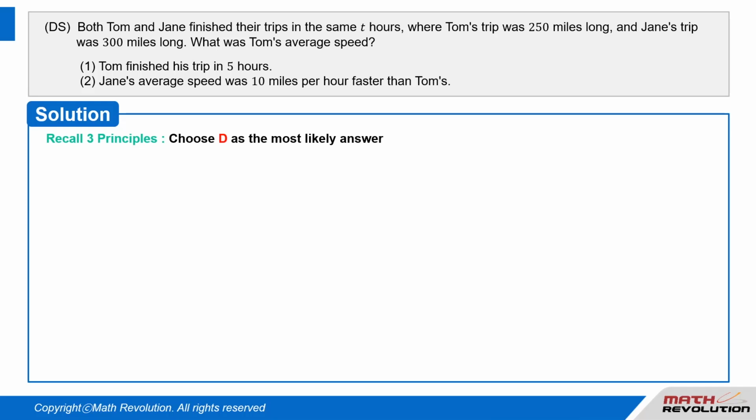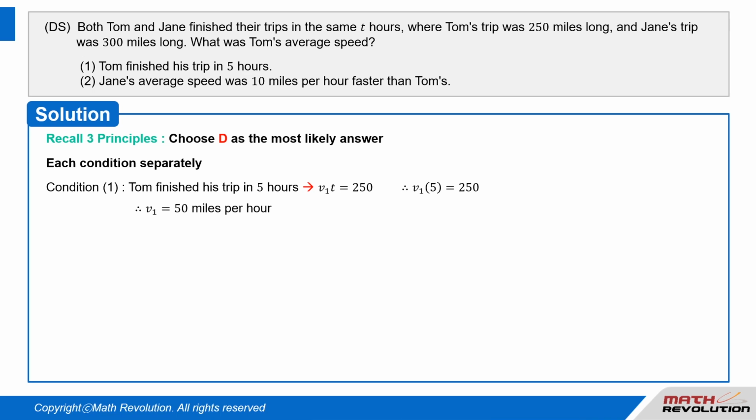Recall 3 principles and choose D as the most likely answer. Let's take a look at each condition. Since it is likely that D would be the answer, we are looking at 1 and 2 separately. Of course, just choose D if you don't know how to start the process of solving this question.